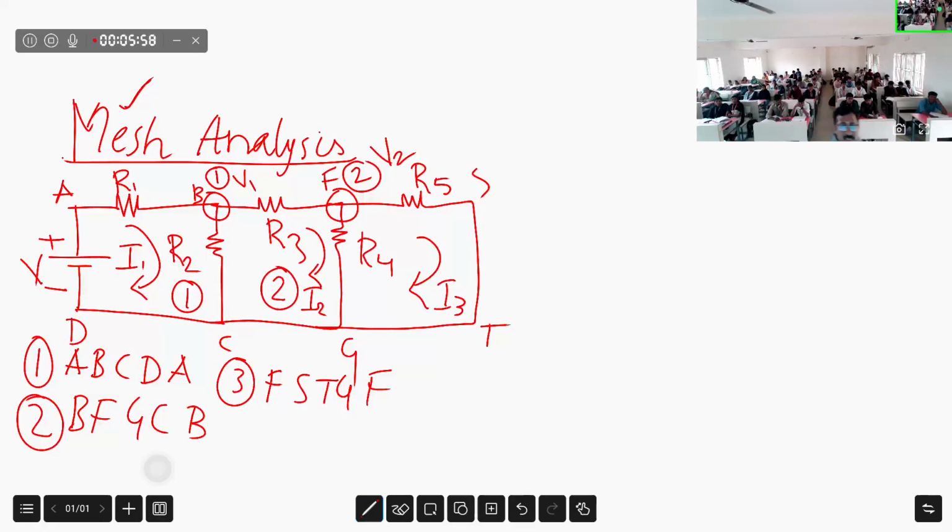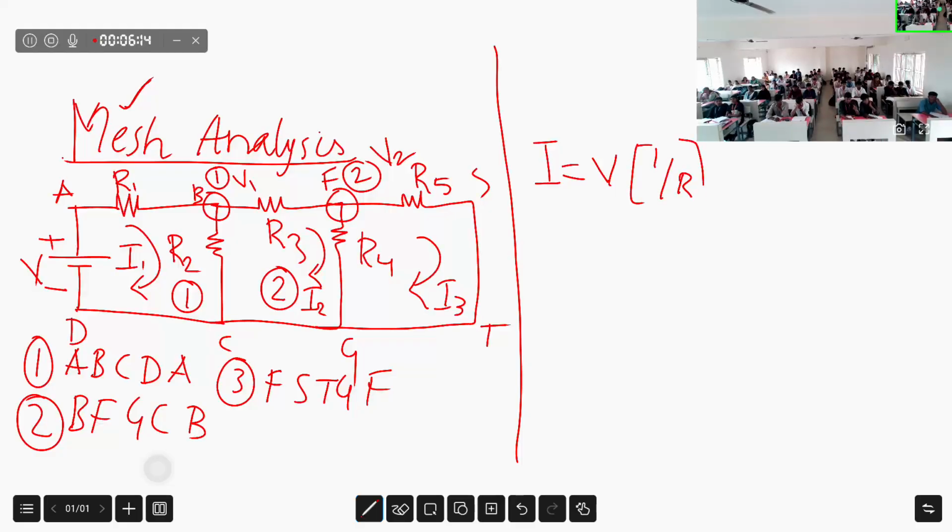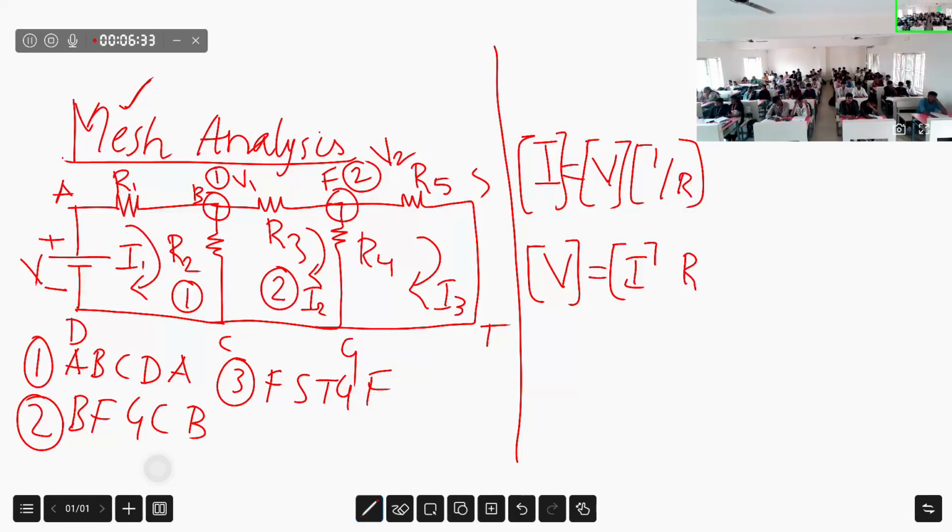So in nodal analysis, what matrix formation did we use? Any idea? What formation did we use? I is equal to V into 1 by R. So we formed three different matrices in case of node. Okay? So just rearrange this in case of mesh analysis. Just follow Ohm's law. What is Ohm's law? V is equal to I into R. So here also I am going to form three different matrices. So V is equal to I into R.